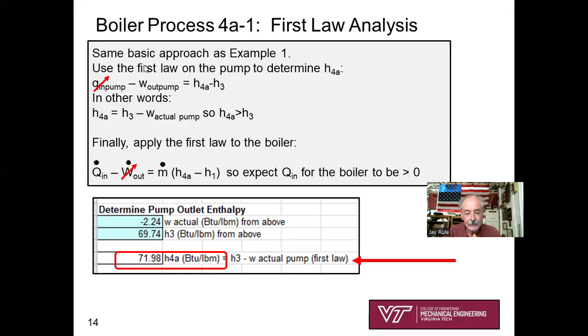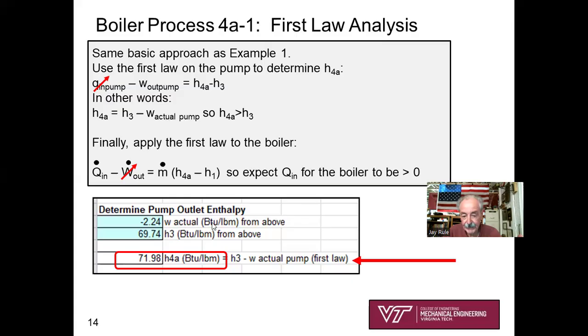What I'm circling here does not have anything to do with the boiler. This is the first law of the pump. Q in of the pump minus little w out of the pump is H4 actual minus H3. So I can solve for H4 actual. I need that for my pump analysis. H4 actual is H3 minus W actual of the pump, which was a negative number, so I'm going to get a bigger number here for H4 actual. And that's this work down here.